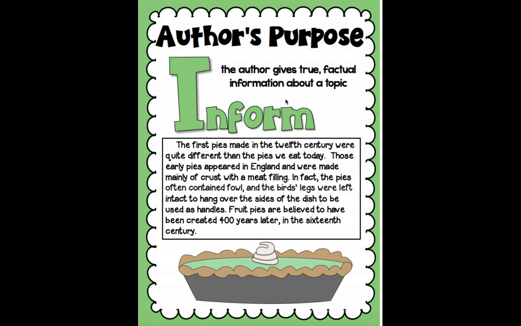Information. The first pies made in the 12th century were quite different than the pies we eat today. Those early pies appeared in England and were made mainly of crust with a meat filling. In fact, the pies often contained fowl, and the bird's legs were left intact to hang over the sides of the dish to be used as handles. Blech. Fruit pies are believed to have been created 400 years later in the 16th century. So now I just got information about where pies came from. I'm not so sure I really want to eat a pie ever again after reading this, but it was information about the history of how pies formed.